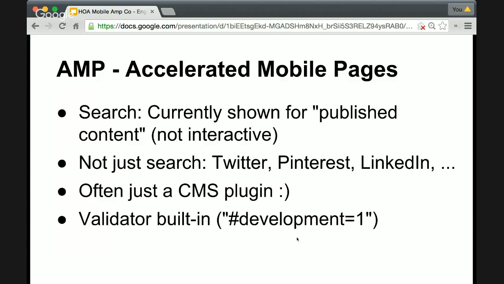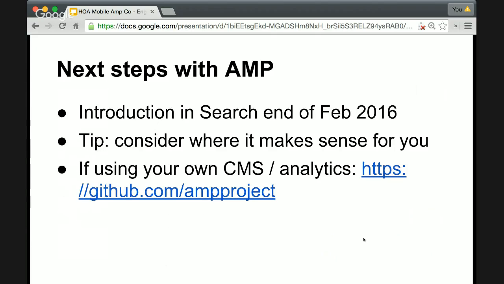There's a validator built in, so you can just add development=1 to the end of your URL, reload the page, and look into the JavaScript console, and you'll see right away: is this AMP page valid or is it not valid? So it's really easy to double check if things are working right. We plan to introduce this in search towards the end of February next year.